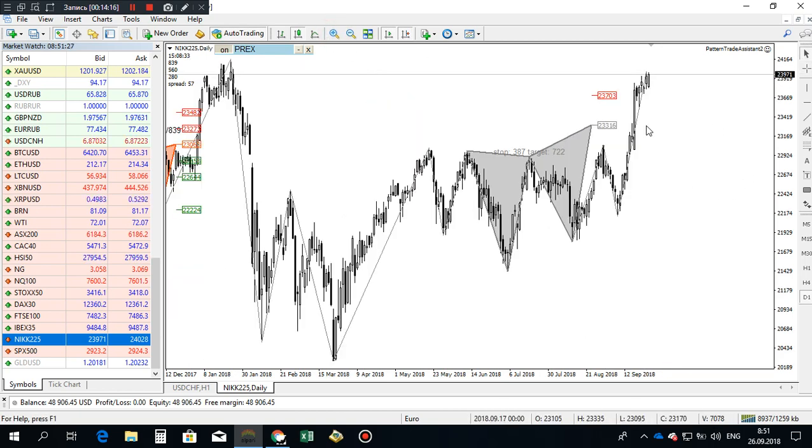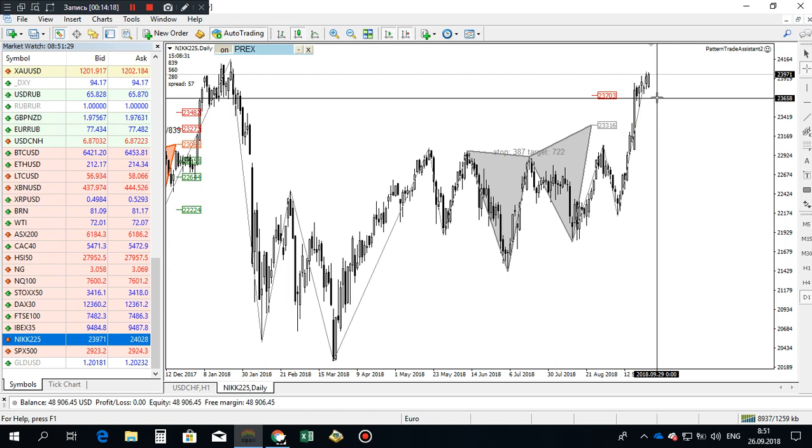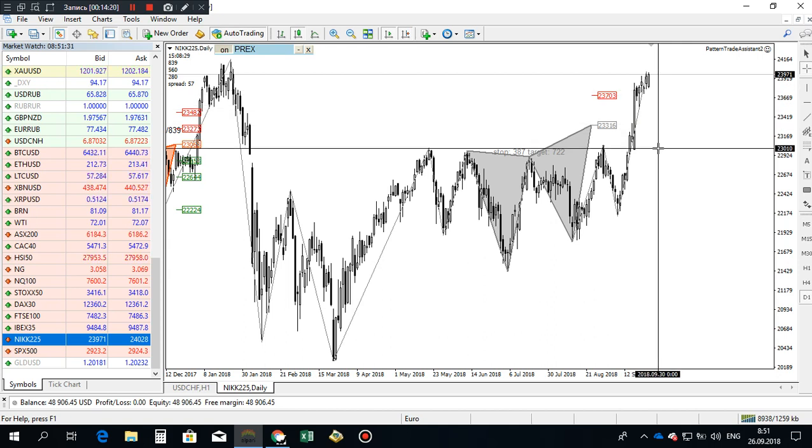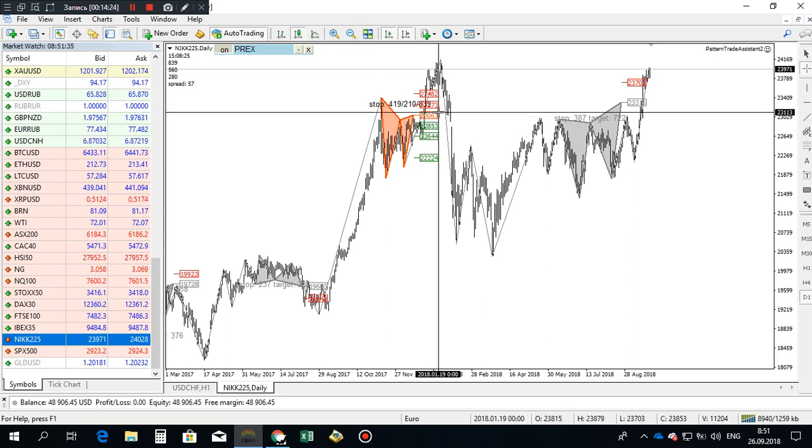So when the pattern is invalidated, you see these large candles. When you see these large candles, you just get out. More similar to this, you see these large candles.